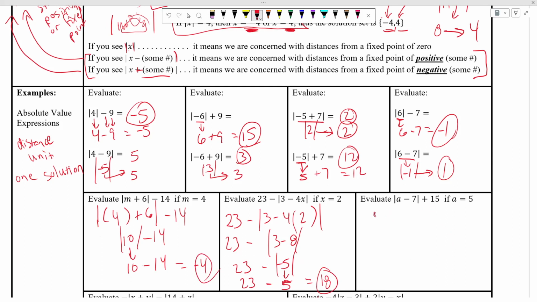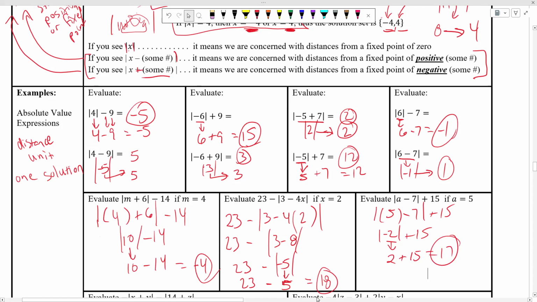And now we got one more here on this little set. So build out your skeleton, plus 15. So A equals 5. A is supposed to go here. But it's 5, so I'm not going to write A, I'm going to write 5. So I got 5 minus 7, that's minus 2, plus 15. Okay, this is now in simplest form. I can perform the transformation into distance units. This is now 2 distance units, plus 15 equals 17. That there is the answer.